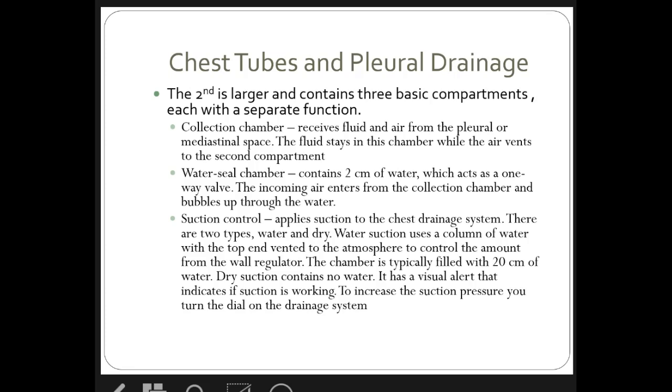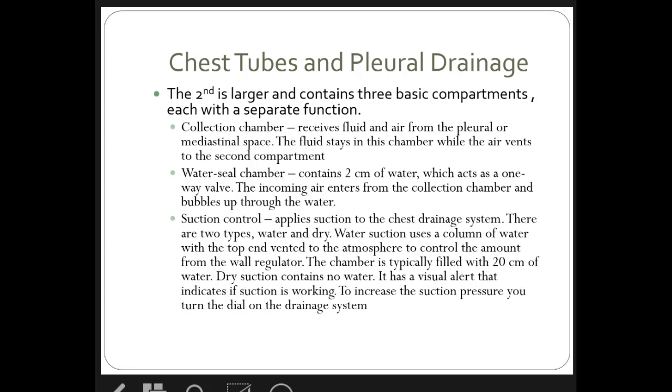The water seal chamber contains 2 centimeters of water, which acts as the one-way valve. The incoming air enters from the collection chamber and bubbles up through the water. Your suction control is where you apply the suction to the chest drainage system. Again, there are two types: a water and a dry.